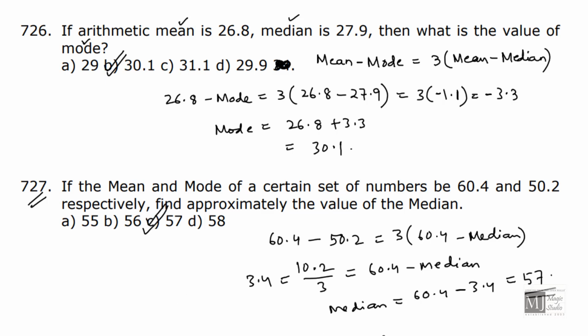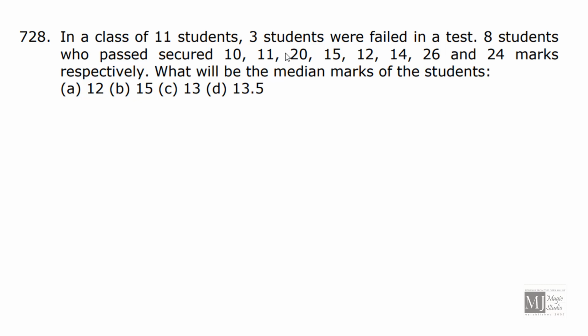Option C. In a class of 11 students, 3 students failed. 8 students who passed secured these marks. That means if I want to arrange these marks in ascending order, we will have the first 3 marks of these 3 students and then the marks of these 8 students, isn't it? So the next would be 10, then 11, 12, 14, 15, 20, 24, 26. So these are the marks of 11 students.